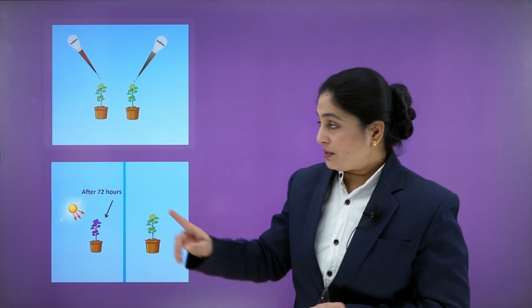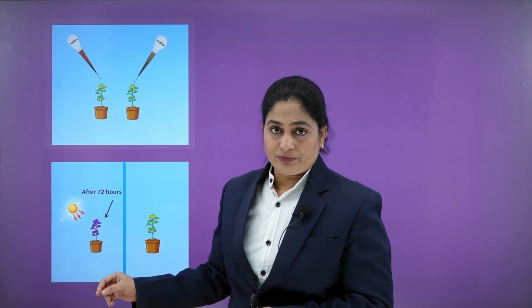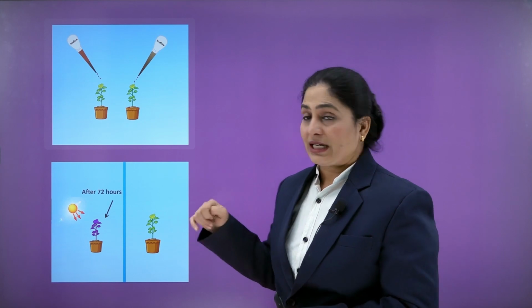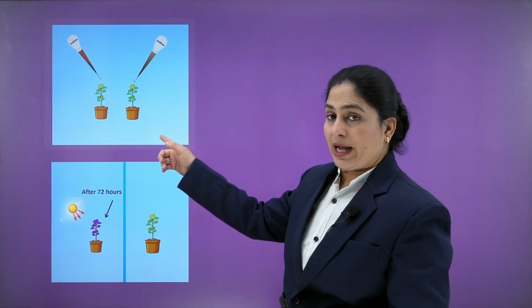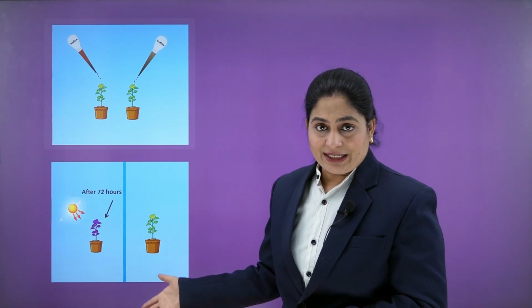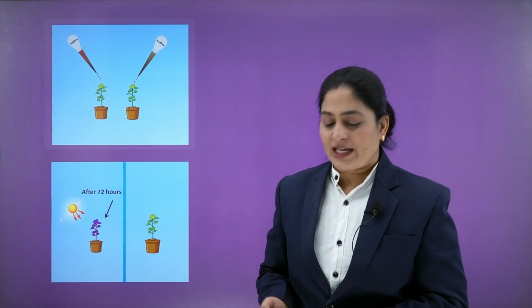The plant which has been placed in sunlight for 72 hours, we observe that it has prepared starch and the color has changed. But the other plant which was kept in the dark for about 72 hours, we observe that no starch has been prepared because sunlight was not available to this plant. Here you can see no change in color. So this activity very well explains that sunlight is very necessary for the process of photosynthesis.